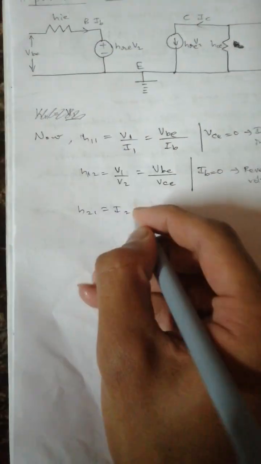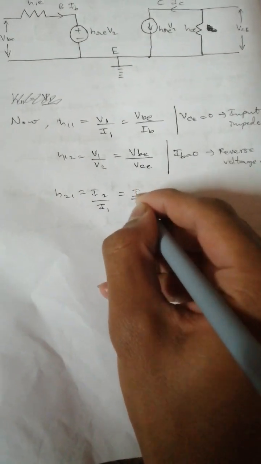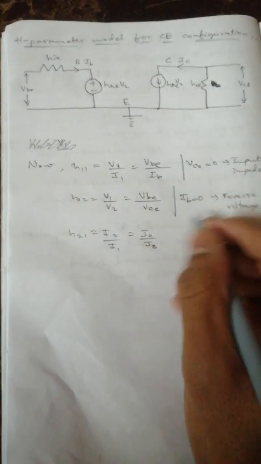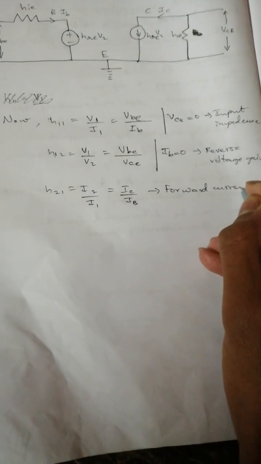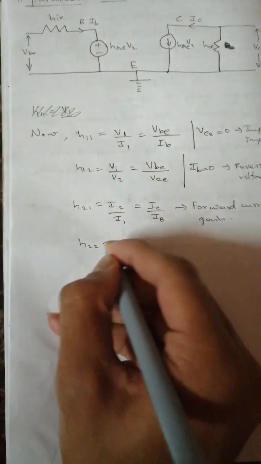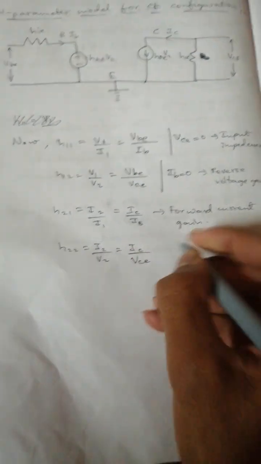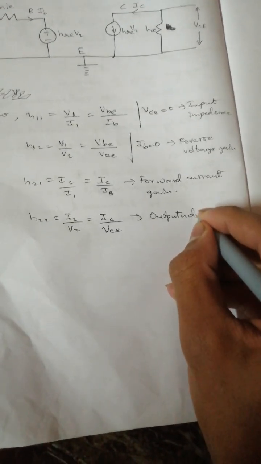H21 is equal to I2 by I1, that is IC by IB. I2 is IC, I1 is IB. This is the forward current gain. H22 is equal to I2 by V2, equal to IC by VC. This is the output admittance.